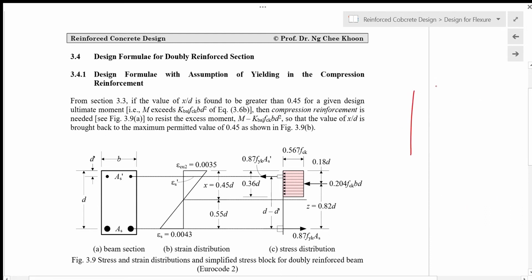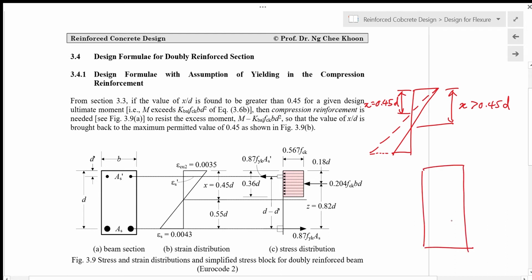So what happens if we have a singly reinforced beam with X greater than 0.45 D? We need to provide compression reinforcement to help the concrete carry some of the compression, so that the compression zone of the concrete can be reduced, and X is brought back to 0.45 D, which is the maximum X value. In this case, we provide compression reinforcement on top of the beam, and the tension reinforcement is still at the bottom for positive bending moment.